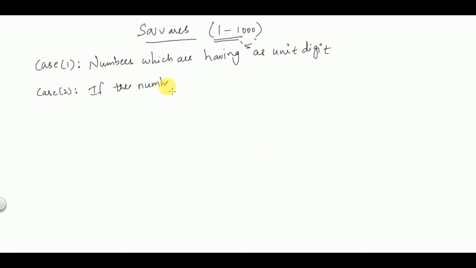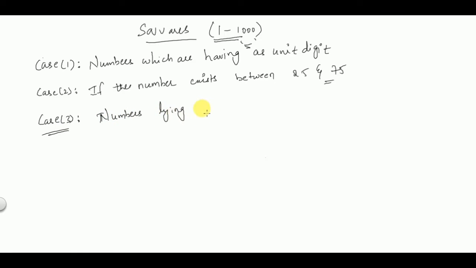In case 2, if the number exists between 25 and 75, we'll discuss this as a special case. Next is case 3, the numbers lying between 26 and 125. We'll see how to find the squares of the numbers from 26 to 125.